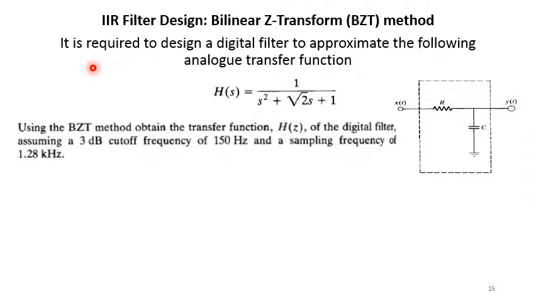Let's take one more example. Here we are required to design a digital filter to approximate the following analog transfer function. H of s equals 1 over s squared plus square root of 2 s plus 1. Now we are told that we have to use the BZT method to obtain the transfer function H of z of the digital filter, and we are given a 3 dB cutoff frequency of 150 Hz and a sampling frequency of 1.28 kilohertz.